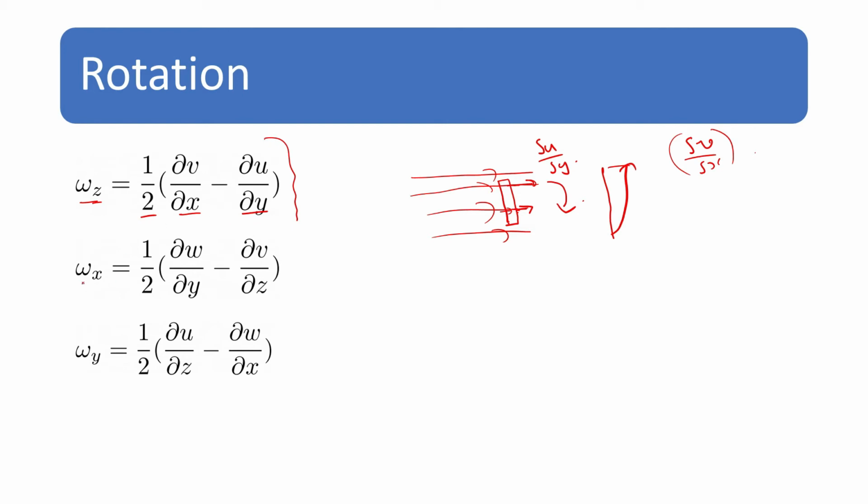Similarly, the rotational velocity in x direction is given by half into ∂w/∂y minus ∂v/∂z, and omega y is equal to half into ∂u/∂z minus ∂w/∂x.